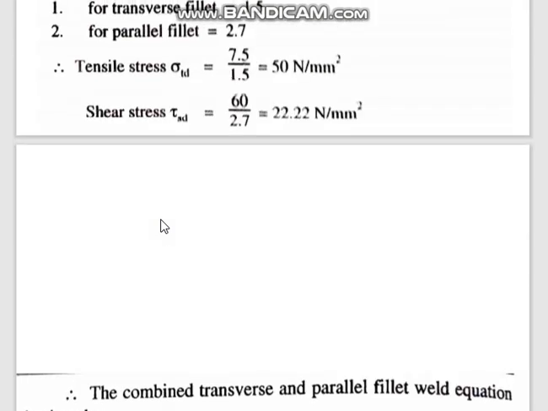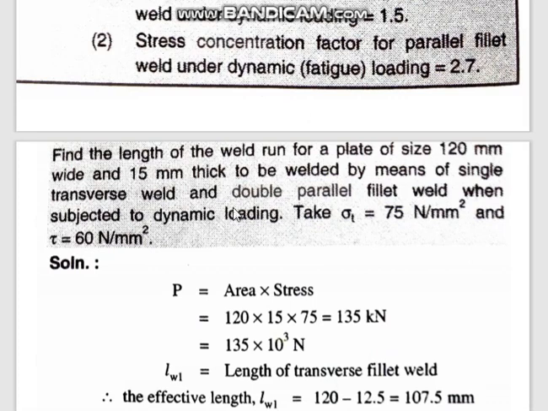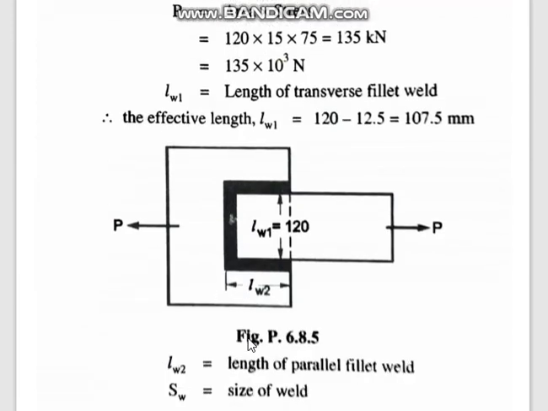Now, in the question, what was asked? Find the length of the weld run. But in the length of the weld run, this side we know already, that is 120. Only these two we don't know. That means, when this plate is put over this overlap, this lapping portion, how much is that? That we should know. So we can push it inside or pull it outside, so this can increase or reduce. That is what we are finding out.